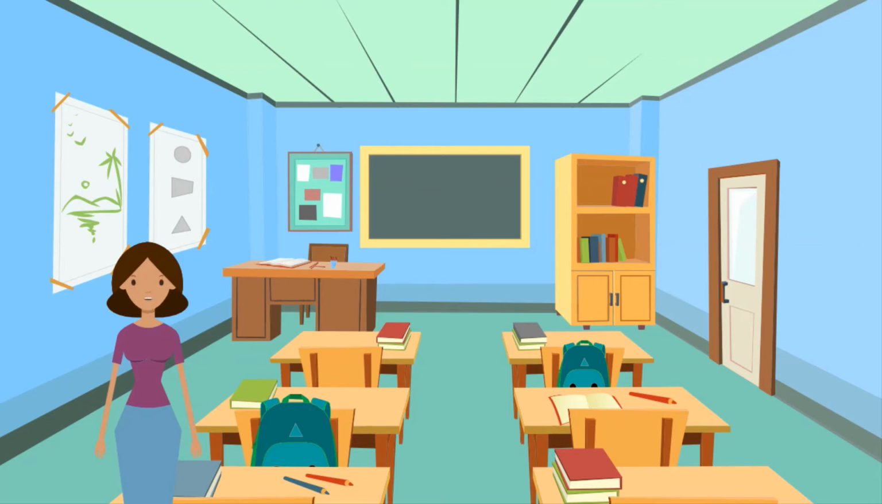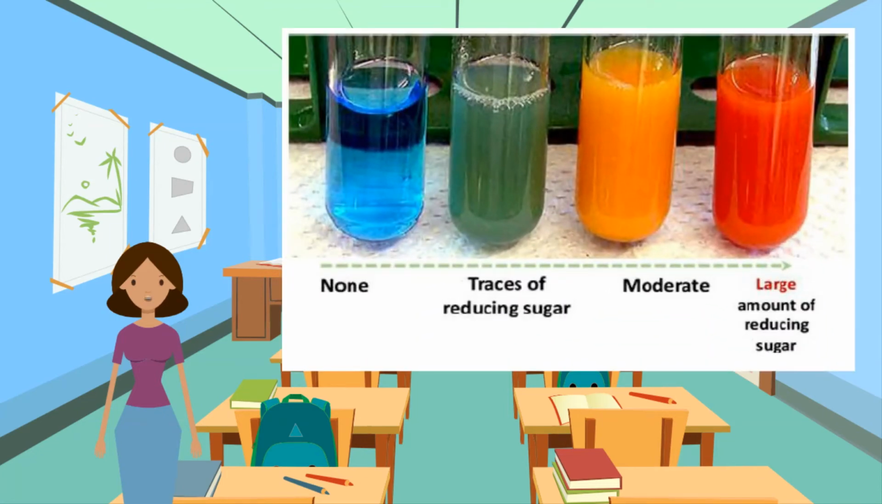To test for reducing sugars, we do the Benedict's test, using Benedict's solution. This is a light blue color. First, put a small amount of sample in the test tube. Next, add Benedict's solution to the test tube until you have a nice blue color. Then, heat the test tube in a beaker of hot water for 10 minutes. Lastly, observe and record the result.